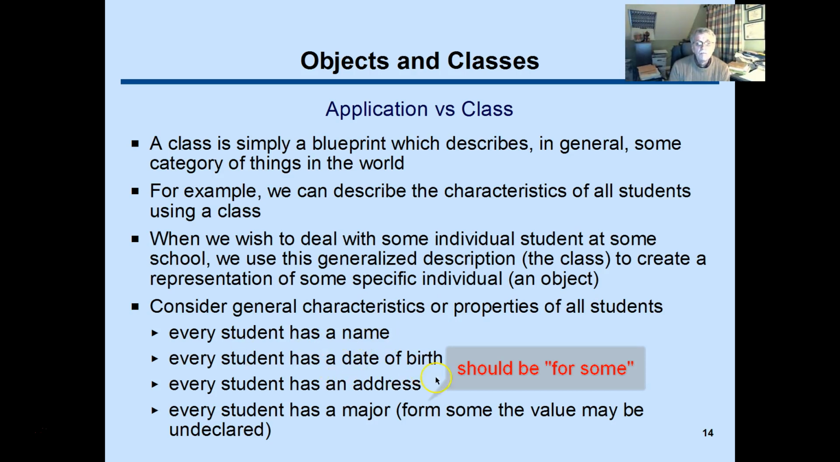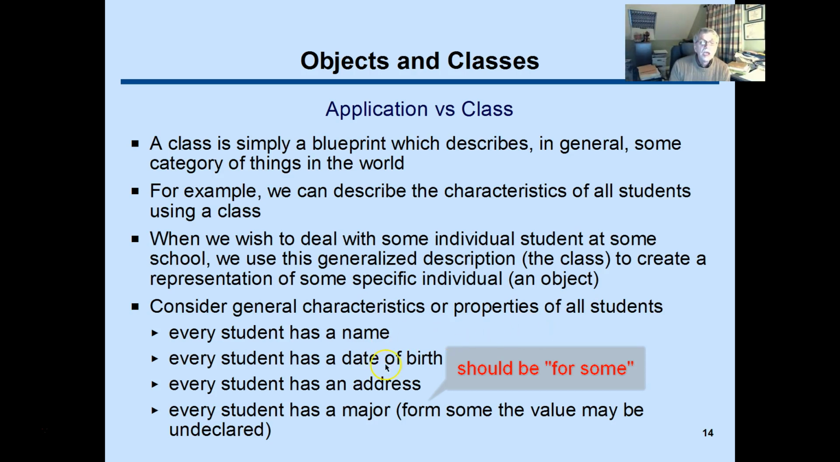Every student has a date of birth, has an address, may have some major area that they are going to be, say, concentrating their studies in. And as they do that, what we see is, doesn't matter which student we're talking about, these are the general characteristics of all students. But when I create an instance of a particular student, what I'll see is one student will have a name that may be different from the name of another student.